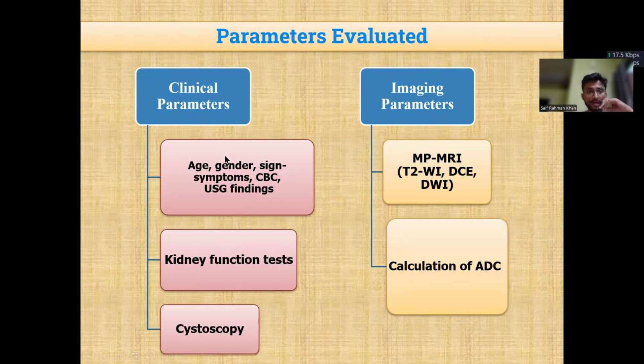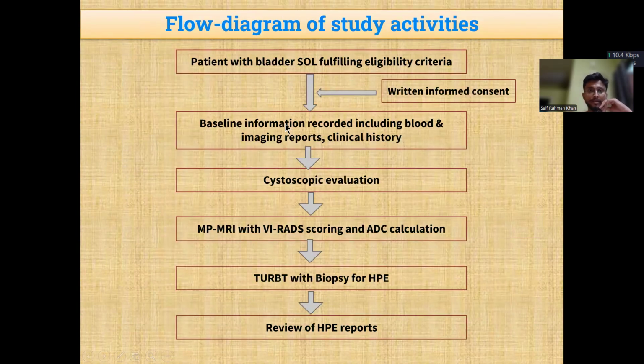We evaluated clinical parameters, which included age, gender, signs and symptoms, CBC findings, USG findings, urea creatinine, and cystoscopy. Imaging parameters included T2 weighted imaging, dynamic contrast enhancement, and DWI imaging, and ADC value was calculated.